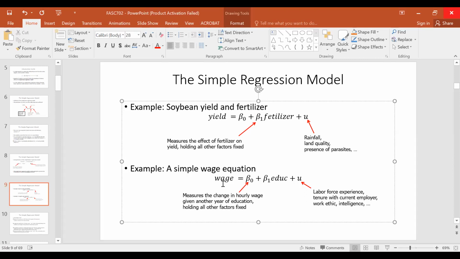Now, over here, the wage in relation to education. Your labor force experience affects your wage. Your tenure, how long you've been with an employer, affects your wage, as do work ethic and intelligence. All this should have been controlled for. But if you insist on a simple regression, then you have admitted all this in the error term, which is not proper.